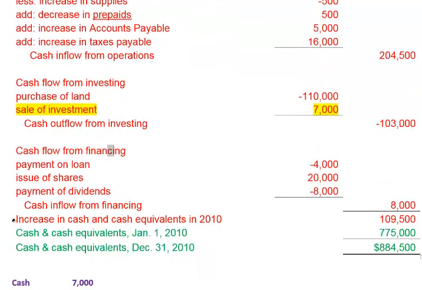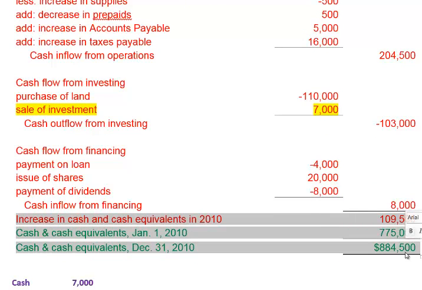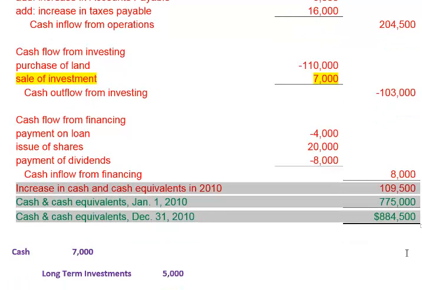And the last thing you do here is you do the last three lines to help you prove the cash balance. And that is always part of your cash flow statement. So this concludes our short video on preparing a cash flow statement.